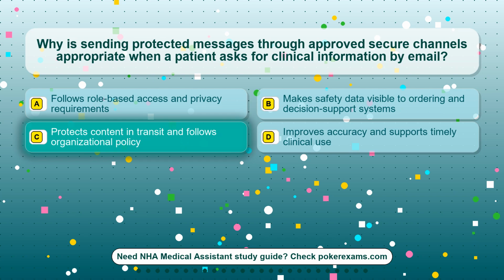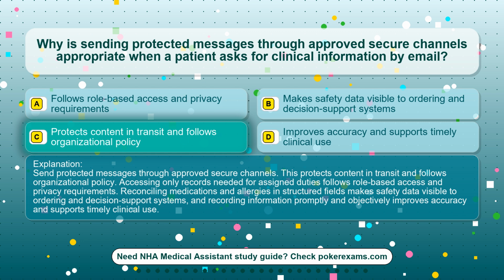The correct answer is option C. Protects content in transit and follows organizational policy. Send protected messages through approved secure channels. This protects content in transit and follows organizational policy. Accessing only records needed for assigned duties follows role-based access and privacy requirements. Reconciling medications and allergies in structured fields makes safety data visible to ordering and decision-support systems, and recording information promptly and objectively improves accuracy and supports timely clinical use.